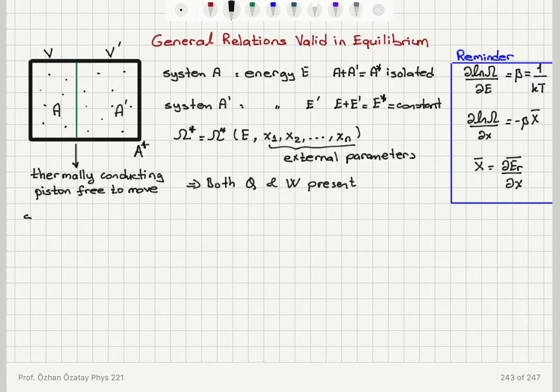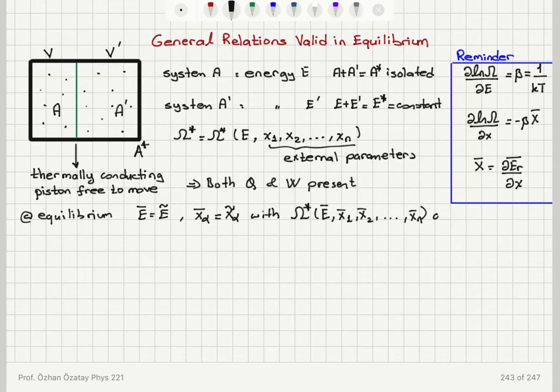And at equilibrium we're going to have the mean energy of system A be its most probable energy, E tilde, and the mean value of the external parameters x alpha will be equal to their most probable values, such that we're going to have a sharp maximum in the number of accessible states for the star system with these values of energy and external parameter values. So there is a sharp maximum in the number of accessible states at these values.